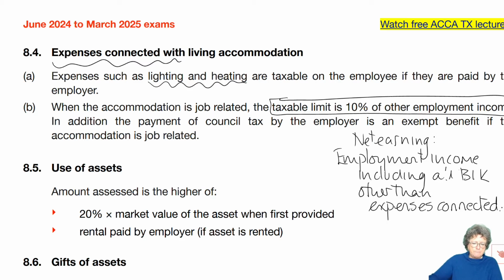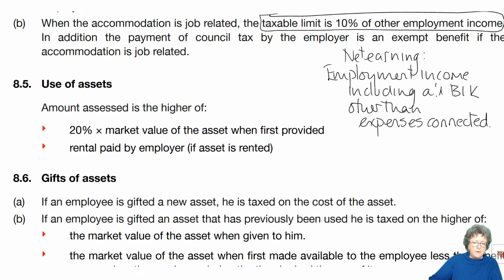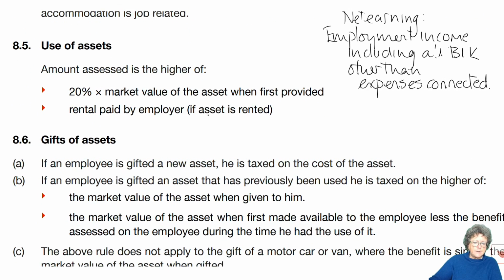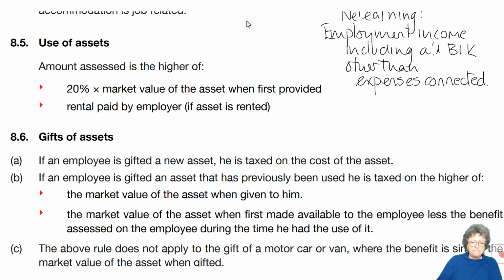Okay. Now, second benefit that we're going to look at is use of assets. It may be that during the job that you are doing, that you use assets that belong to the company. And this is the rule as to what is and what isn't taxable. It's normally 20% of the market value when it was first provided. So that's a simple maths situation.